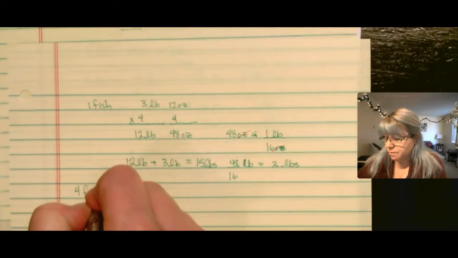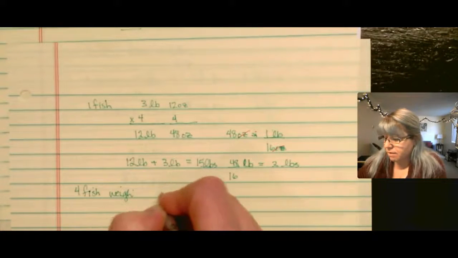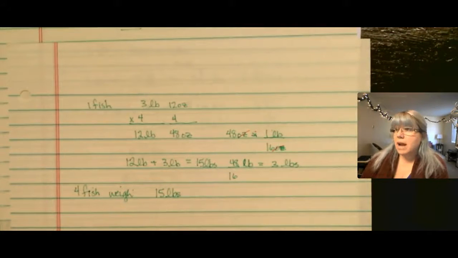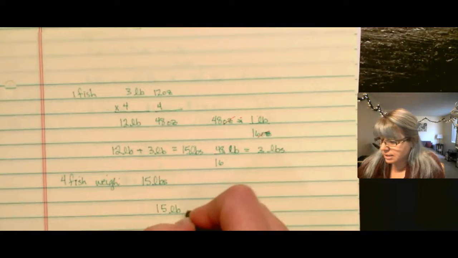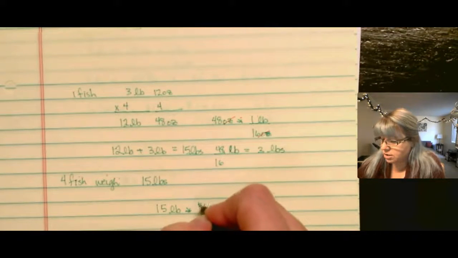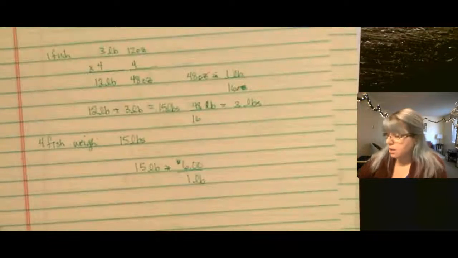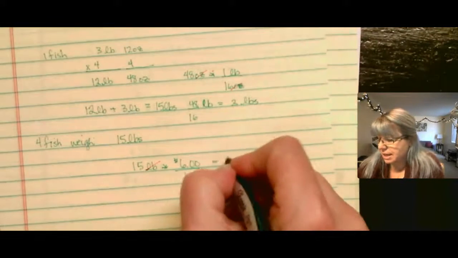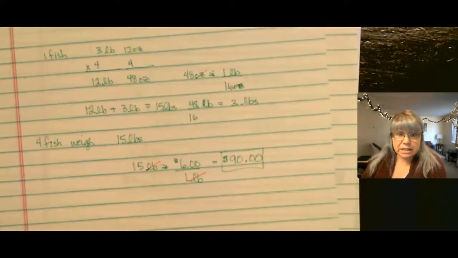4 fish weigh 15 pounds. But now we have to figure out how much it costs for the 15 pounds of fish. So let's say 15 pounds times the $6 per pound. The pound goes away. I'm left with 15 times 6, and that is $90. Either way, we get $90.